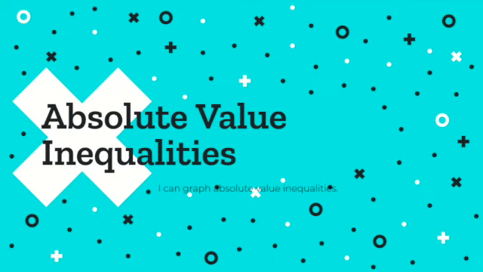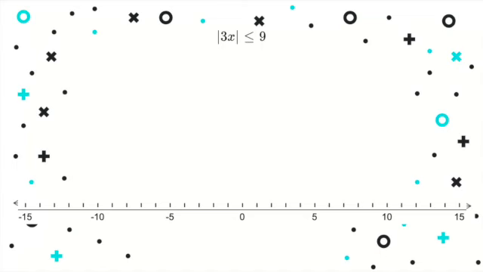In this video today, we're going to talk about absolute value inequalities. In a previous video, we talked about absolute values and absolute value equations, kind of similar. So let's take a look at our first inequality. The absolute value of 3x is less than or equal to 9.